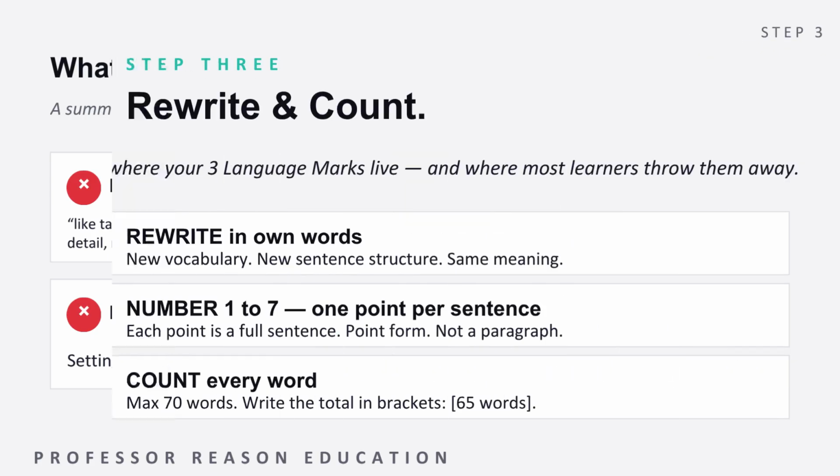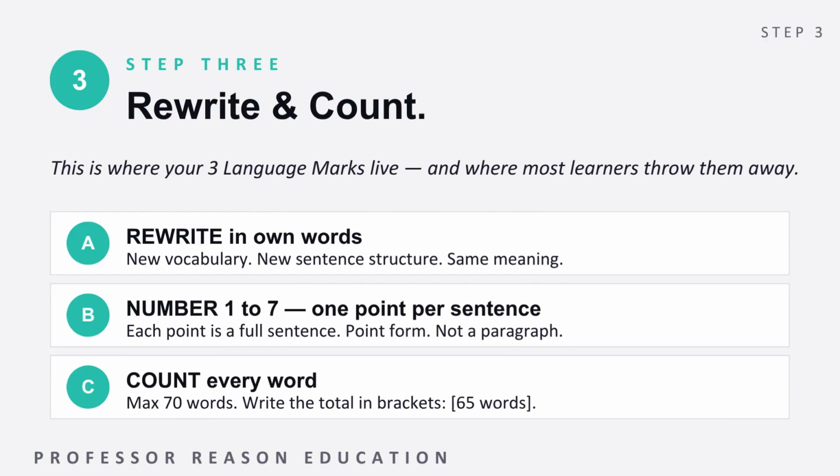Step number 3, rewrite and count. This is where your 3 language marks live and where most learners throw them away. Take each of your 7 points. Rewrite it in your own words. Change the vocabulary. Change the sentence structure. Same meaning, different words. Then lay them out in point form, numbered 1 to 7. 1 point per sentence. Each point a full sentence, not a paragraph. Markers are strict about this.